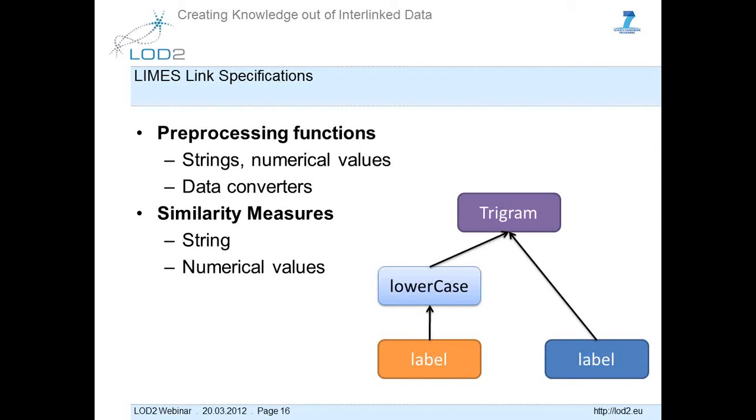Now, as I said before, LIMES provides pre-processing functions that allow you to transform the content of property values. We have pre-processing functions for strings, numerical values, but also data converters. On top of it, we provide different similarity measures for strings and numerical values, and those can be combined. So basically, a similarity measure always expects either the output of a pre-processing function or the output of a property. This is an example of what such a segment of a similarity measure could look like. You could say you want to take the label from the source knowledge base, convert it to lowercase, and compare it via the trigram measure with the labels of the entities in your target knowledge base.